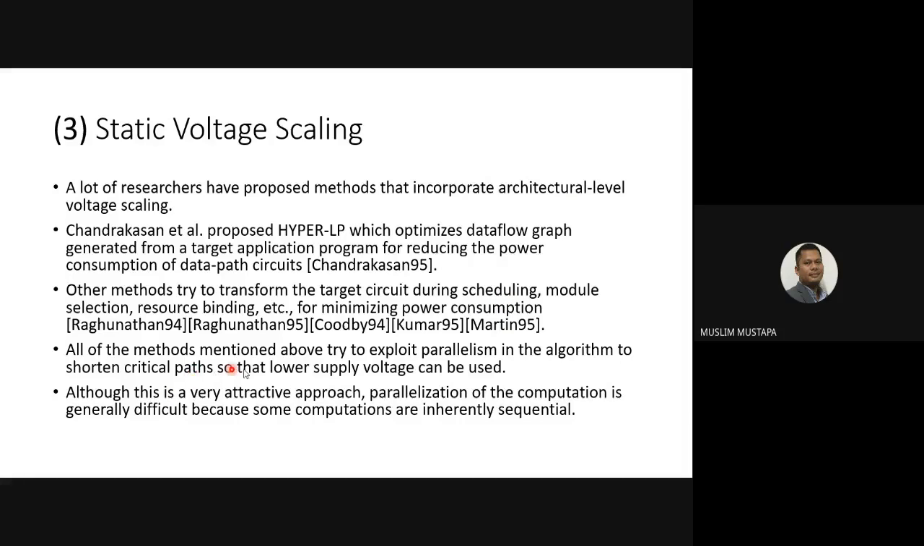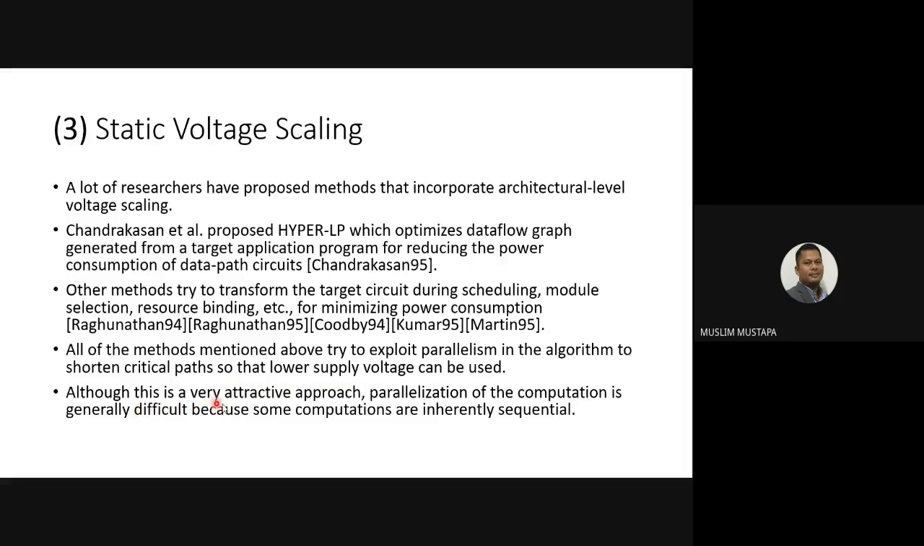Right, so all of the methods mentioned above try to exploit parallelism in the algorithm to shorten critical paths so that a lower supply voltage can be used. So I think that's the idea of having a custom SoC. When you have a custom SoC, you can know what program you want to run. So based on the program that you run, you determine whether you need parallelism or whatsoever. You want to optimize the power for your SoC.